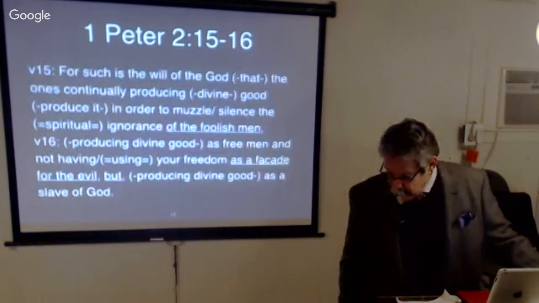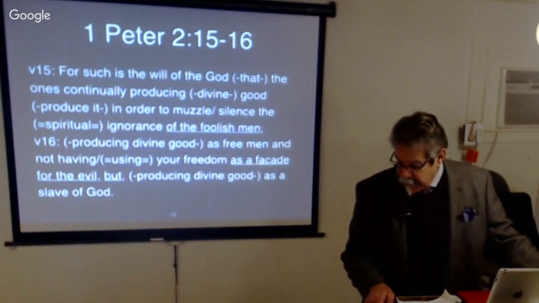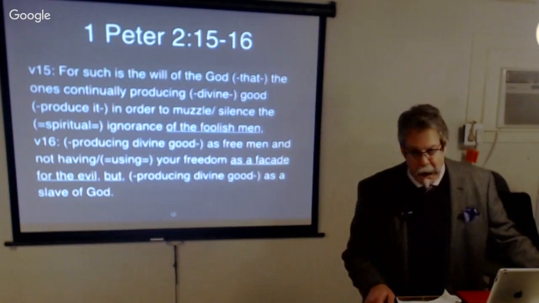So altogether, I want to make sure we have it all together. Okay? We have verse 15. For such is the will of God, that the ones continually producing divine good produce it in order to muzzle, silence, the spiritual ignorance of the foolish men, producing divine good as free men, and not using your freedom as a facade for the evil, but producing divine good as a slave of God.